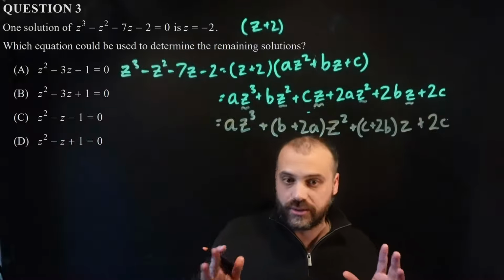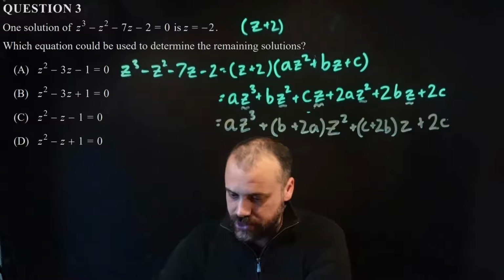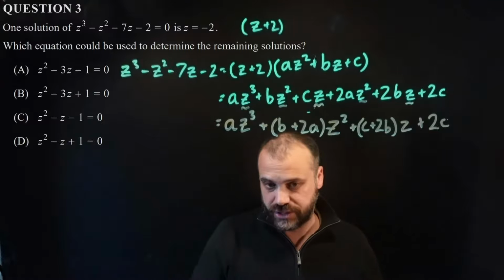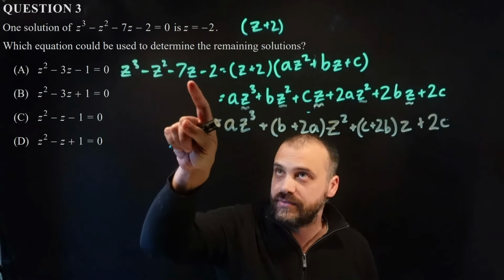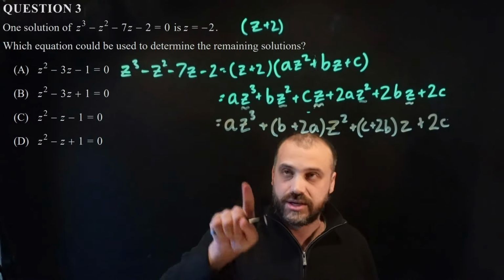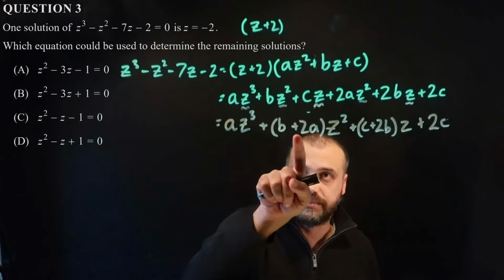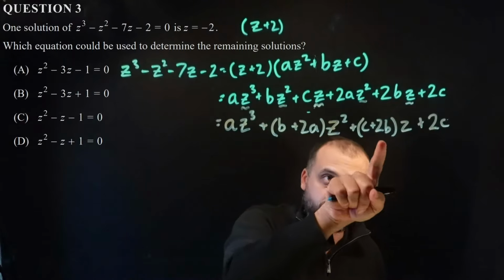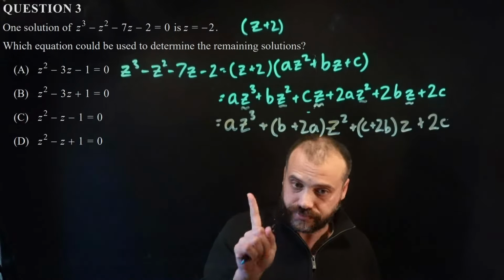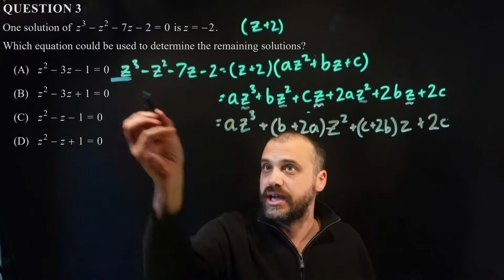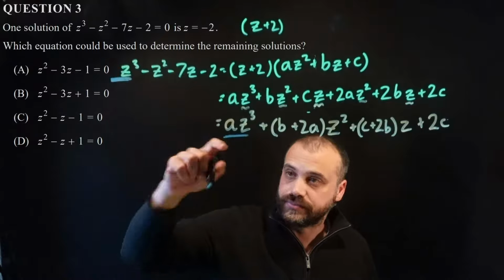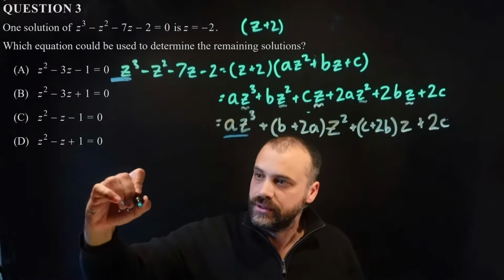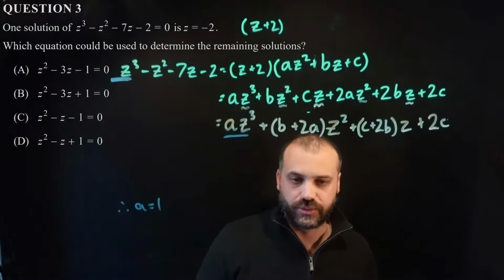Okay, now we can do that thing that I was talking about, which is called equating coefficients. So, if z cubed minus z squared minus 7z minus 2 is equal to az cubed plus b plus 2a z squared plus c plus 2b z plus 2c, we can take a look first at the z cubes. And we can say, okay, there's a 1 there, so therefore a is equal to 1.